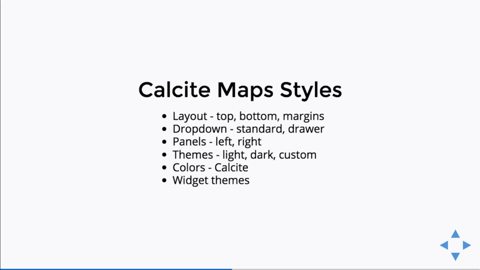Calcite Maps is designed so when you apply a class to an element, it will have a dramatic effect on the elements around it. So for example, I can add a class just to the layout, to the body tag, and it'll change the entire layout of the entire thing. So I'll show you this in a moment. So you can do top, bottom layouts, you can add margins. There's drop down, we can change in a couple different ways. Panels, we can move them around left and right. Themes, colors, widget themes, these kinds of things are built in. But they're all style classes, right?